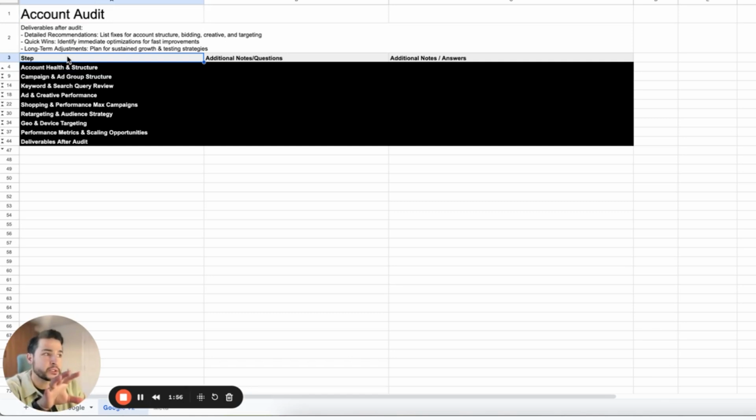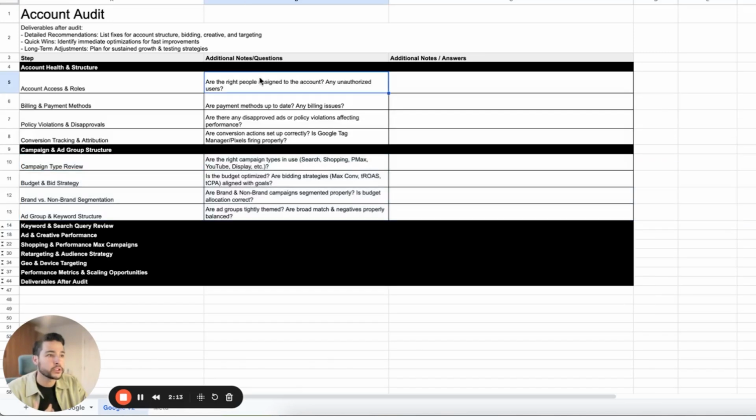So there's steps, there's a section for notes, and then maybe additional notes, right? Or answers, because sometimes you're going to want to pull up questions yourself, questions to ask, right? And we do have that here. I'll give you a quick example of what we'll do on the campaign ad structure, right?